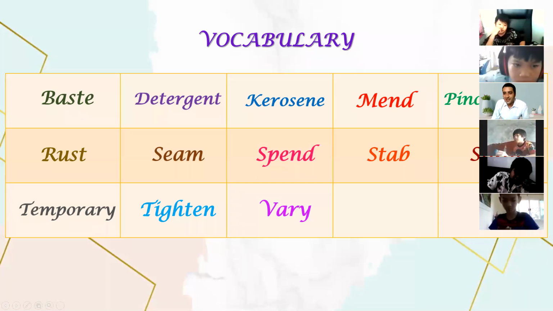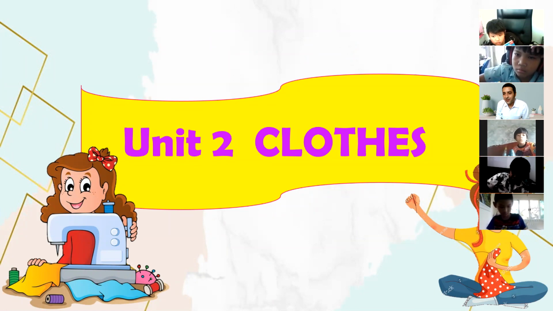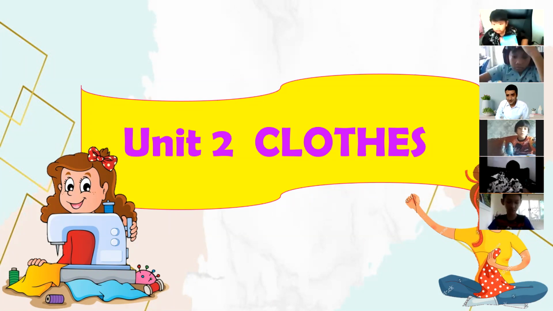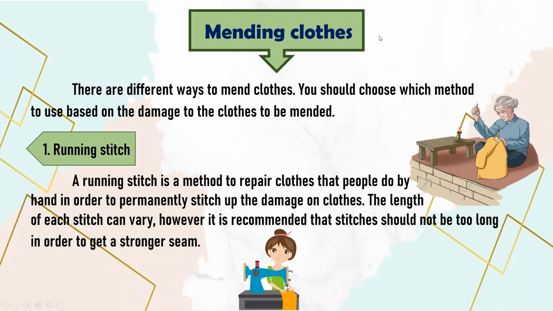Okay, very nice. Now we are going to start unit number 2, clothes. Here we are going to learn how we can stitch our clothes, how we can repair our clothes. We are going to learn the method of mending clothes. As I already told you, mending means repair or fix.